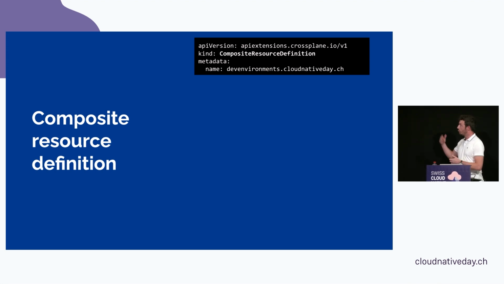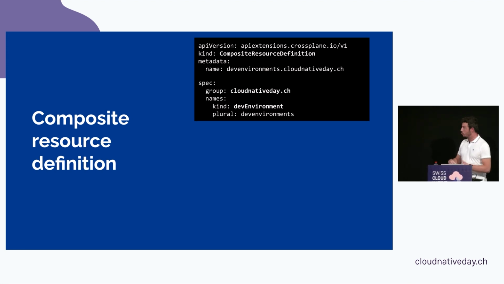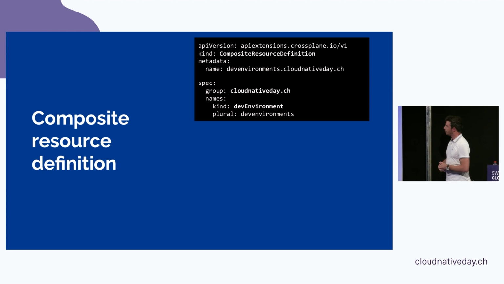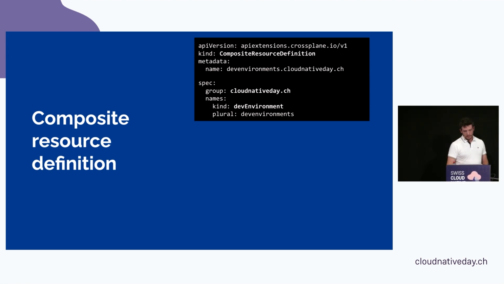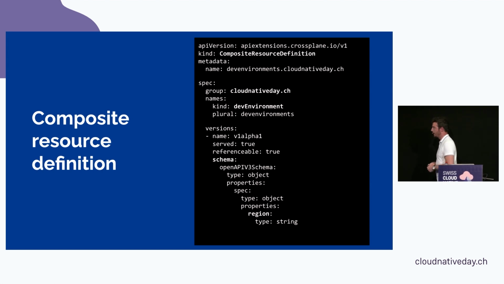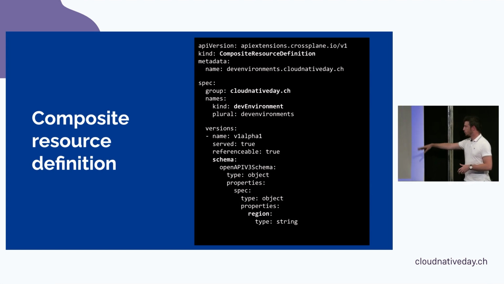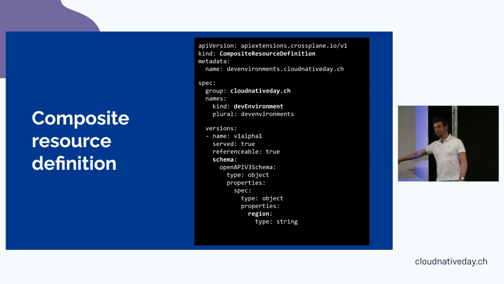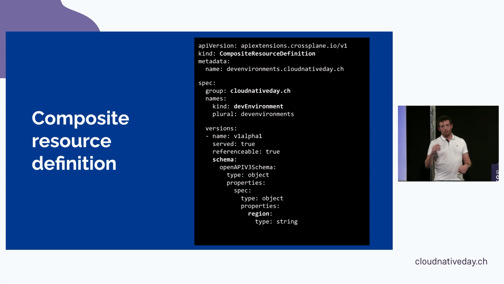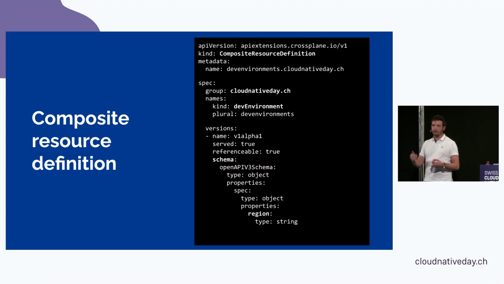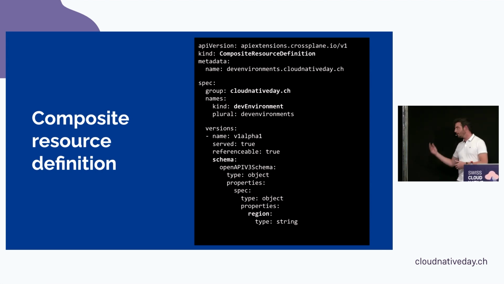I create a resource of type composite resource definition. I have, again, to specify the group and the names. So I want, again, group cloudnativeday.ch, the names, DevEnvironment, plural DevEnvironments. And then I have my OpenAPI definition, right? OpenAPI schema, version 3, blah, blah, blah. The only property that I'm allowing people to set is the region. So the developers can query and create dev environment objects, and they have the possibility to specify one optional parameter, which is the region of my database. If they don't specify it, by default, they get EU West 1. If they specify it, whatever they specify is going to be the region of their database.